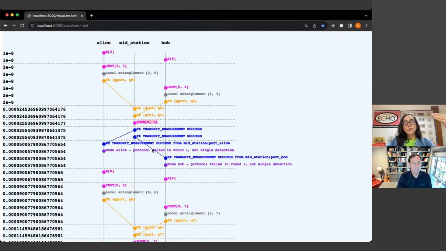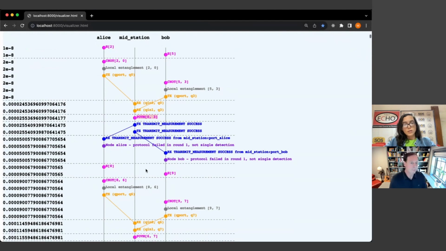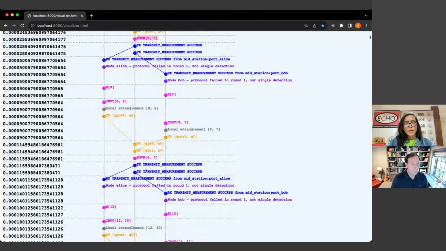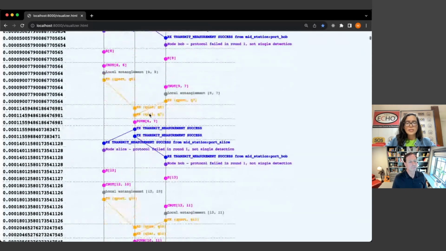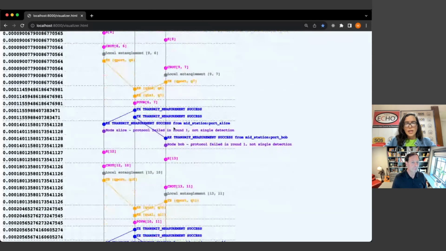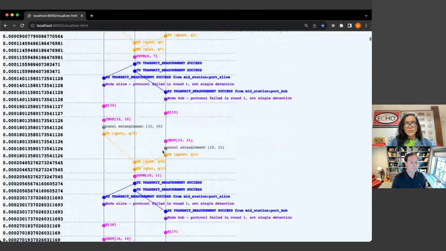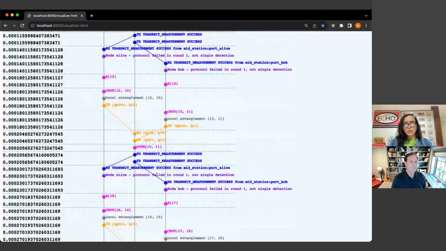So we're going to have to scroll down a little bit more to see what else happened in the simulation and see if we were able to achieve end-to-end entanglement between Alice and Bob. So let's scroll down a little bit. We see how the protocol started all over again because it failed in the first round as expected, but then we see that it fails again. And then it starts and keeps failing, Mike. So this doesn't look too good. Not too promising at all.